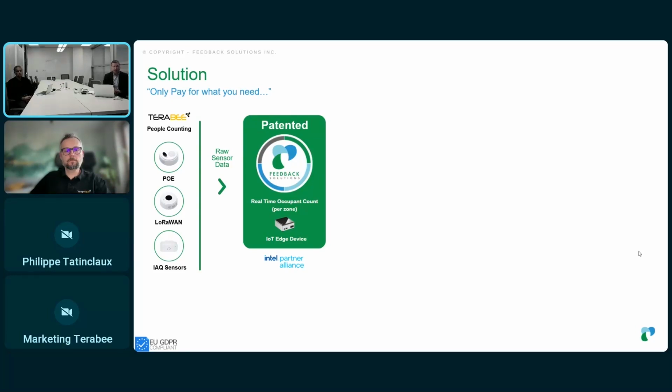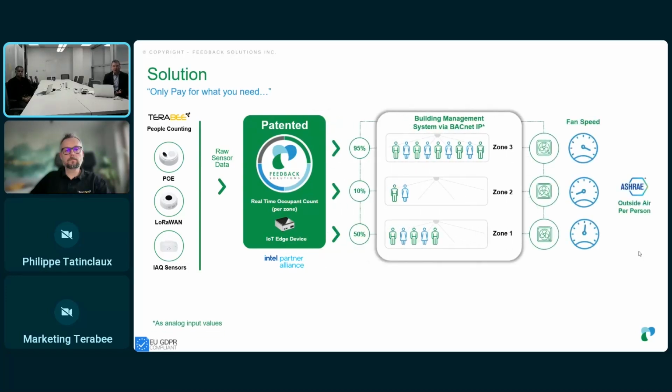So our platform, to Dominik's point and Philippe's point, is a software platform. We're taking the raw data from the Terabee sensors. The secret sauce that Feedback has developed is the ability to take that raw data and turn it into a zoned occupant count in real time. What this means is that building operators can then optimize the building management system, reduce fan speeds, and reduce the amount of outside air that's heated or cooled based on a real-time occupant count. So you're not overdoing it, and you're not underdoing it.